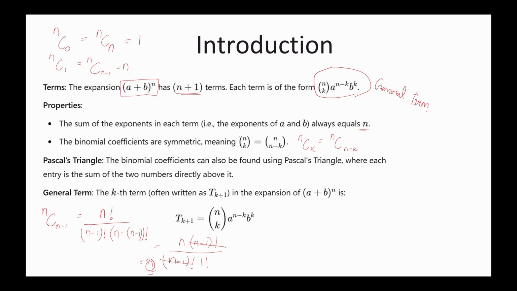So you must remember this, that the binomial coefficients are symmetric. That means the coefficients of terms that are equidistant from the beginning and from the end are the same. I'm talking about the coefficient, not the term. The binomial coefficient from the start and from the end is going to be the same. So you must remember this. I'll write it down for you as well. Binomial coefficients equidistant from the start and end are equal. So you must remember this thing.